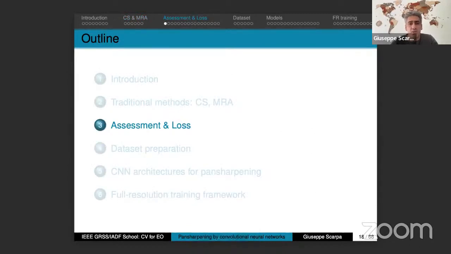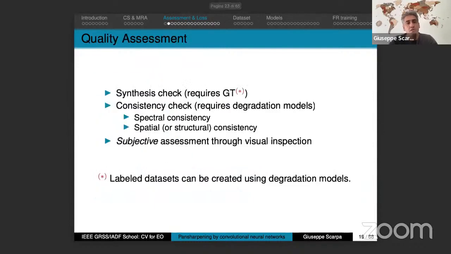we will have a look at the key issue of quality assessment, as this issue is related to the definition of a loss for training. So for us, this chapter is important for this reason. To start, let's say that if we had a ground truth, then we could directly assess objectively the synthesis capability of any pansharpening algorithm by comparison of our output with the ground truth.